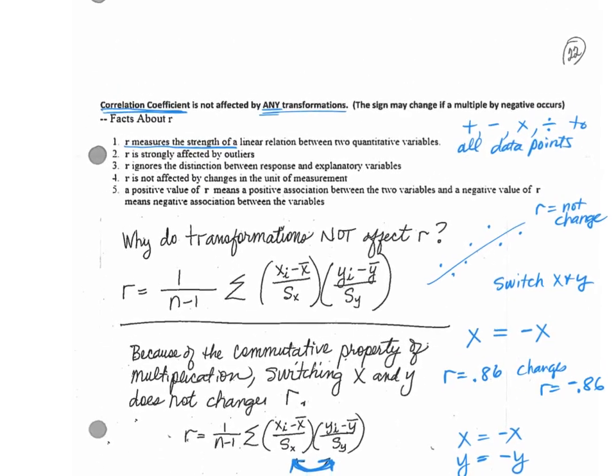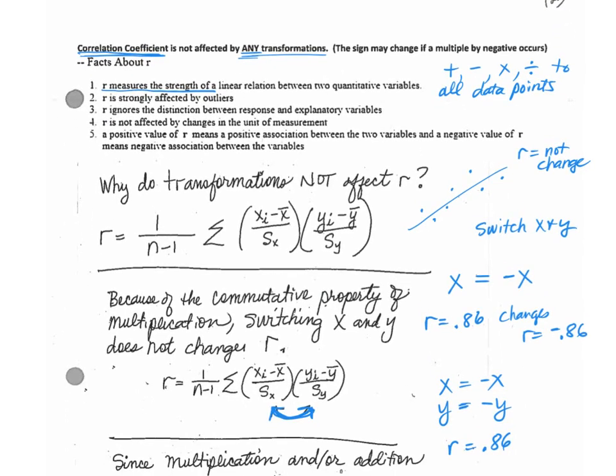All right, so this one has a song as well, and it goes, you can add, subtract, multiply, divide. Well, you can even switch the x and y. Only negative transformations fly, and the R doesn't change.